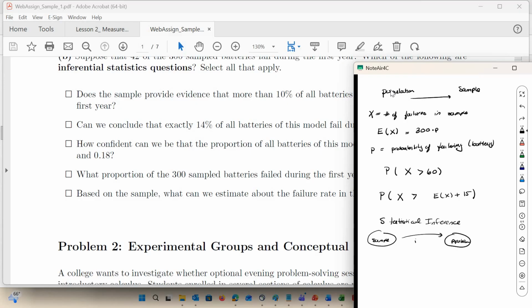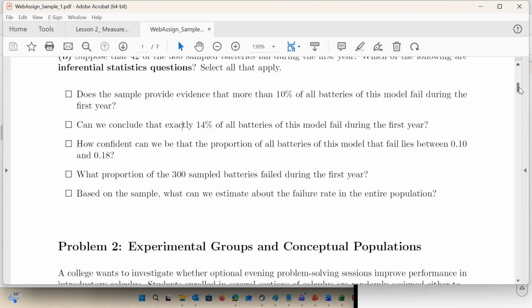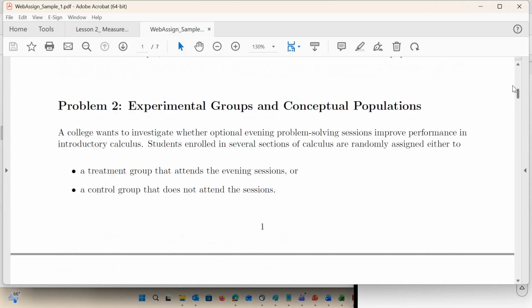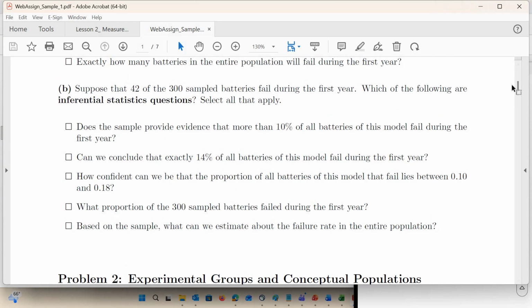So in the first set of problems, I have something about the population, and I'm trying to pull that into the sample. In this one, I go from the sample to the population. So if I was going to look at these questions, which ones end up being inferential statistics questions? Well, number 1, number 3, and number 5. Number 1 and 5 are almost obvious because 1 says, does the sample provide evidence, blah, blah, blah, and then the 5 asks, based on the sample, what can we estimate about the failure? It literally asked you, based on the sample, what can you say about the population?